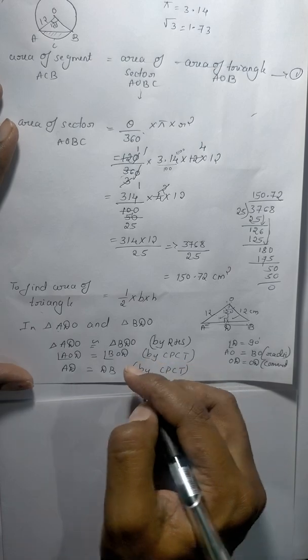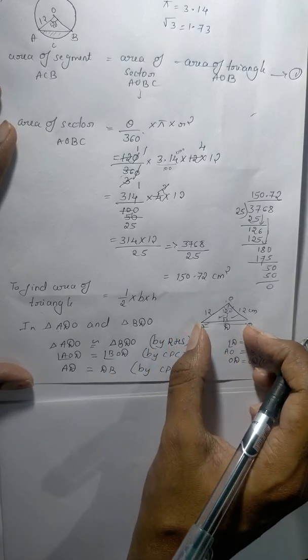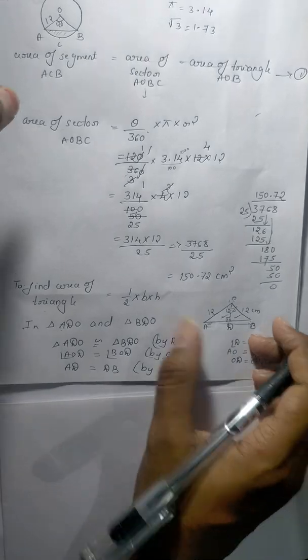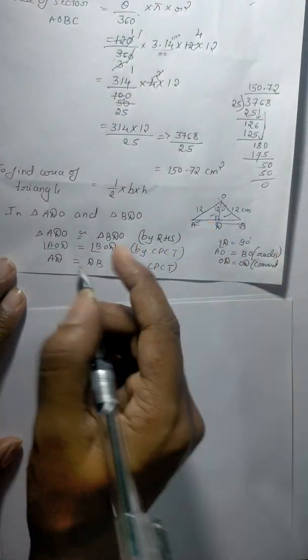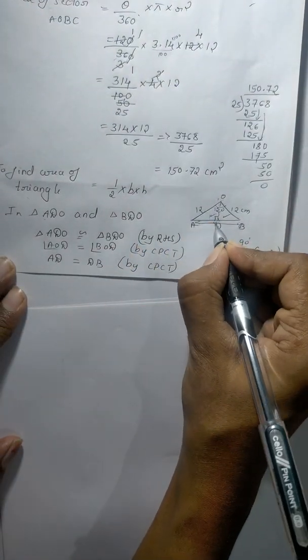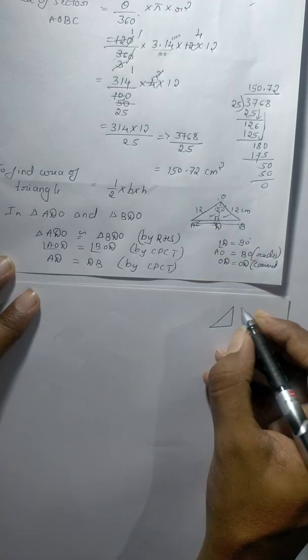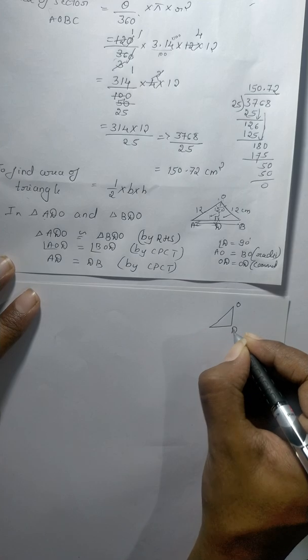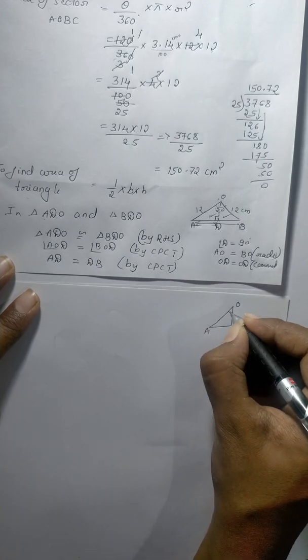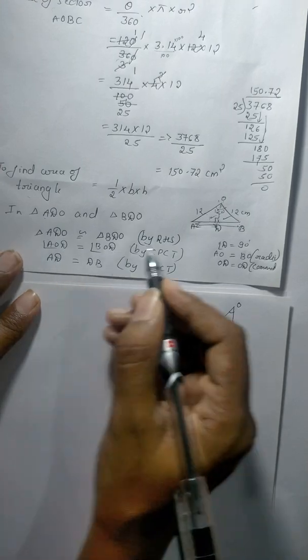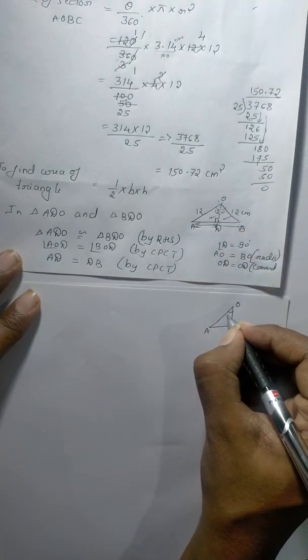What we needed is to calculate the AD length. For that, see what we have to do. AD is equal to DB, we come to know that. Now we will take this smaller triangle. Carefully listen, in that we have D and A. Because angles AOD and BOD are equal, OD is the bisector now, so this angle will be 60 degrees.